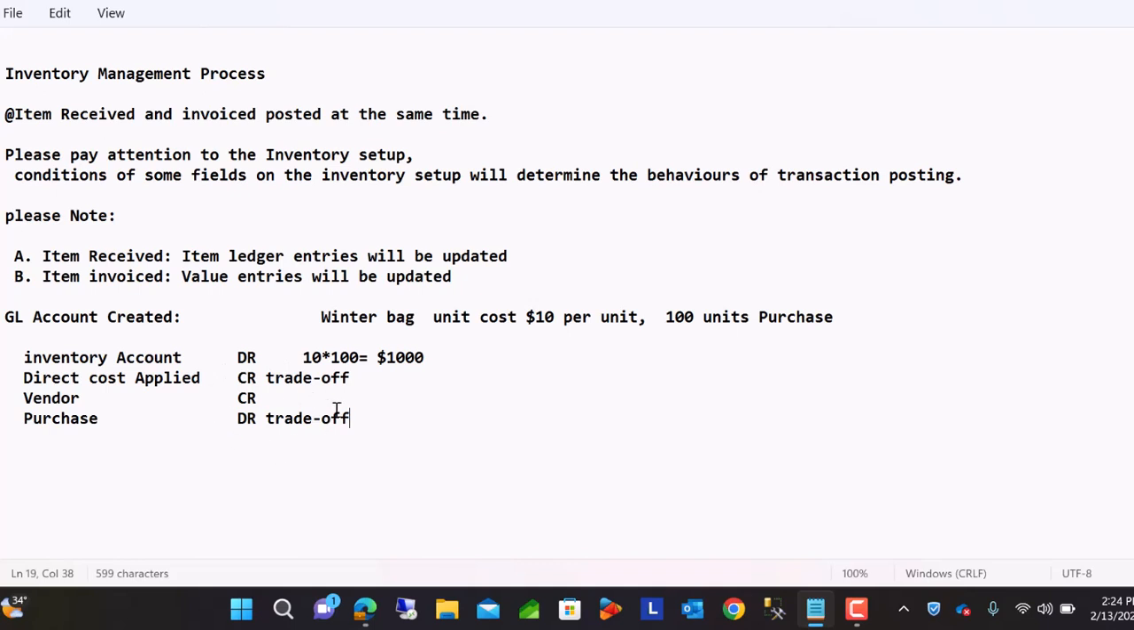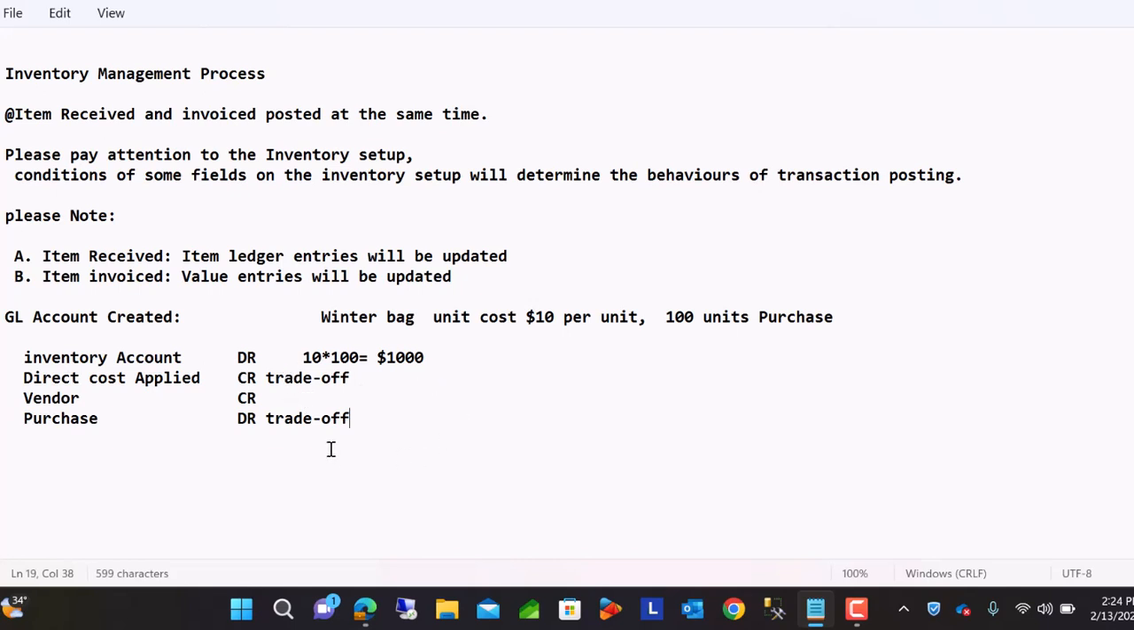So some clients, in conjunction with their consultants, may agree that these two accounts will be represented by the same GL account. So in the background, it will be posted to the same GL account. At the end of the day, it will be zero.